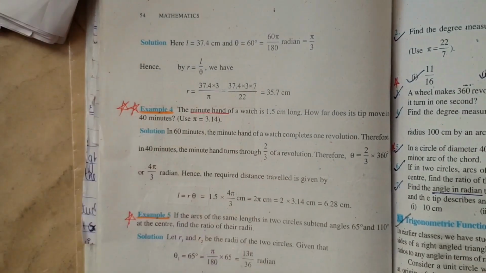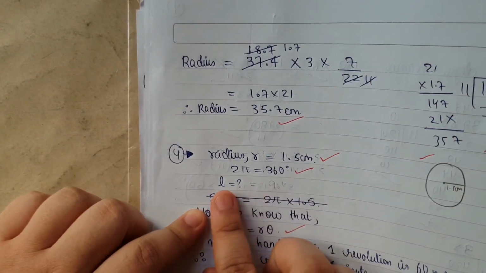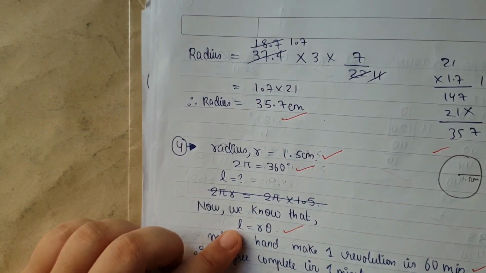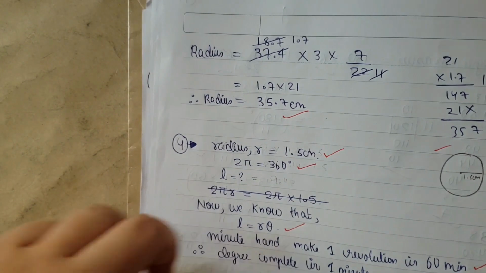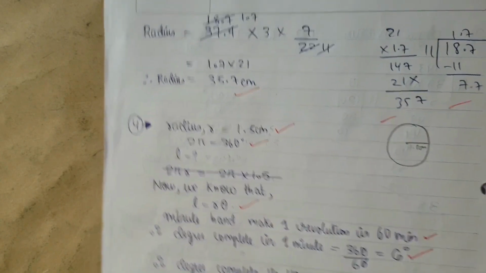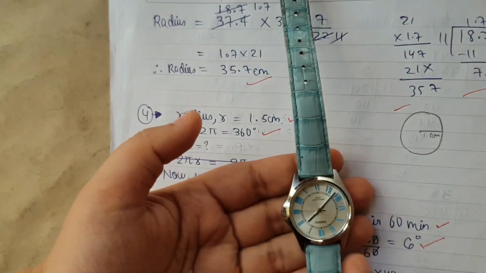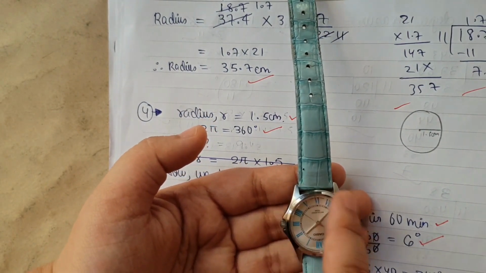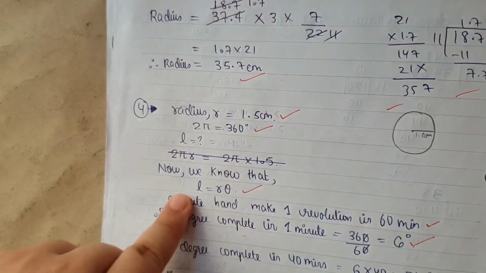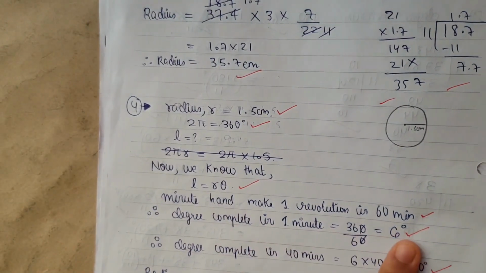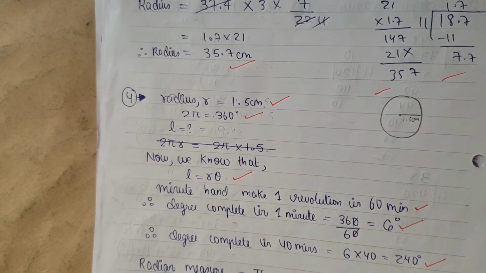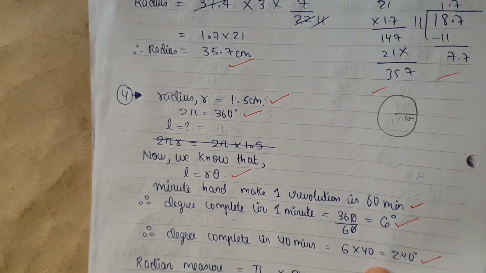Now what does this mean? So let's write down what they've given to us. They've given us radius as 1.5 centimeter, and you know 2 pi is 360 degrees, and we now need to find out the length of the arc, isn't it? So that's going to be L is equal to R into theta. Now we know the R, so we need to find theta. Talking about the minute hand, as you can see in my watch, when it takes one whole circle like this, it means 60 minutes, and it's taking 360 degrees. So a minute hand makes one revolution in 60 minutes. So degrees completed in 1 minute will be 360 by 60 to give 6 degrees. Completed in 40 minutes will be 6 into 40, giving 240 degrees.